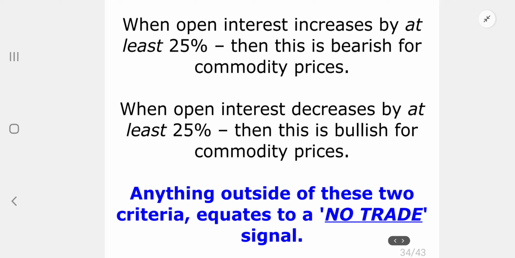When open interest increases by at least 25%, then this is bearish for commodity prices. When open interest decreases by at least 25%, then this is bullish for commodity prices. Anything outside of these two criteria equates to a no trade signal.